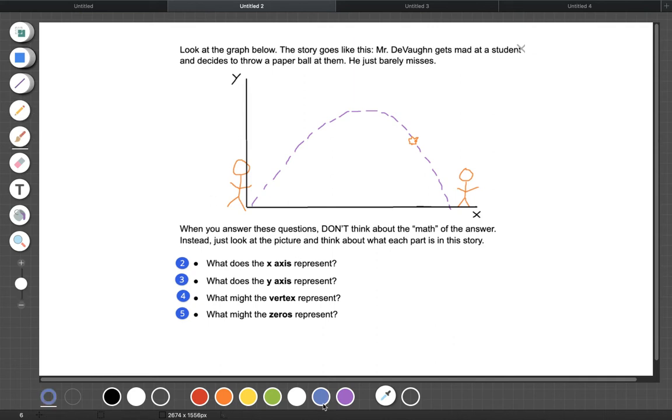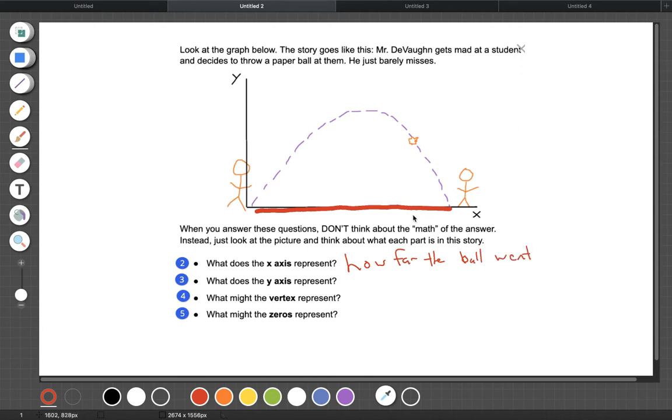What does the x-axis represent? Well, let's not think about this mathy. Let's just look at the x-axis. Where is the x-axis? Well, the x-axis is this axis right here. What is that showing me? If I think about what happened in this situation, what is this showing me? Well, it's basically like the floor, right? And what would I be telling off of this floor? Well, that's how far the paper ball went. So it's very simply how far the ball went.